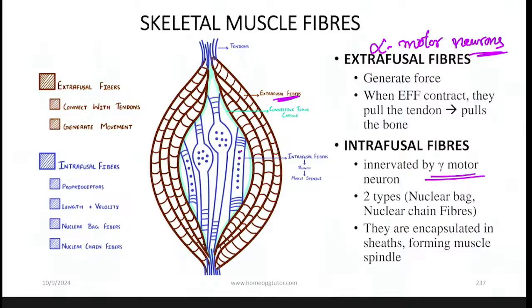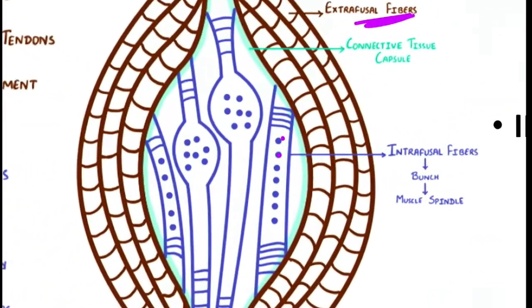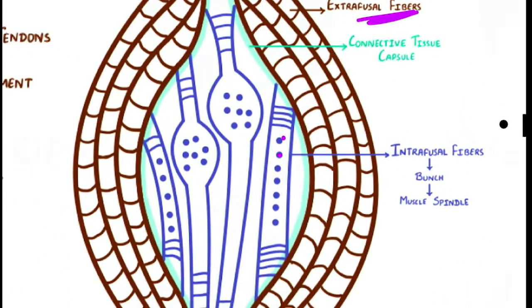Now remember that for the intrafusal muscle, there are two types. One is the nuclear bag fiber. This particular structure which you can see, we call nuclear bag fibers. They are centrally located and they pick up two sensations: they pick up length as well as velocity. These are the nuclear bag fibers.